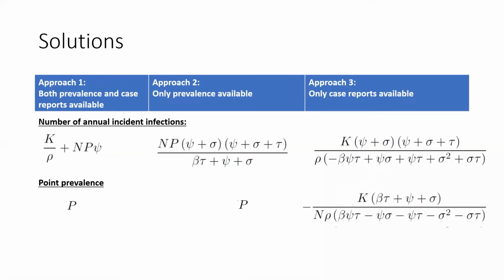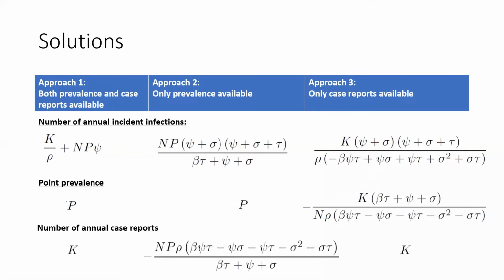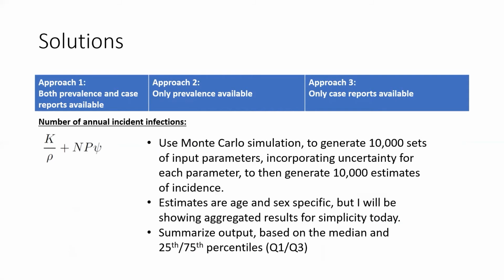It's also important to note that in situations where we don't know prevalence, in approach 3, we can also estimate prevalence using this kind of methodology. And similarly, when we only have prevalence data, we can estimate the number of annual case reports we might expect if a disease were to become nationally notifiable. We're just talking about incidence today, though.